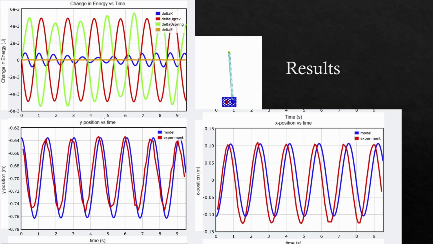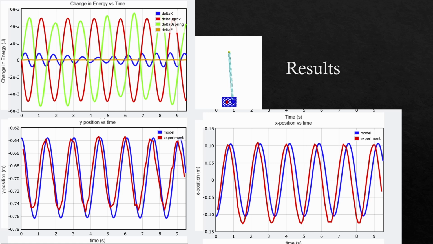These are our results. The top left shows the change in energy versus time. The orange shows that delta E remains 0, showing a conservation of energy, adhering to the energy principle.